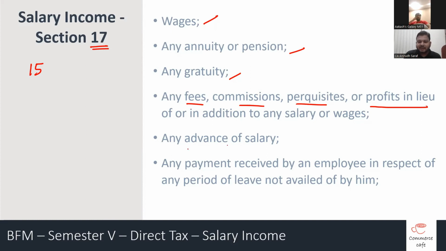Any advance of salary, this we have already discussed. Any payment received by an employee in respect of any period of leave not availed by him. What is this? Now, suppose an employee has 20 days of leave in a year. Every year, the employee can take 20 days leave. But suppose one particular employee this year only took 15 days of leave.